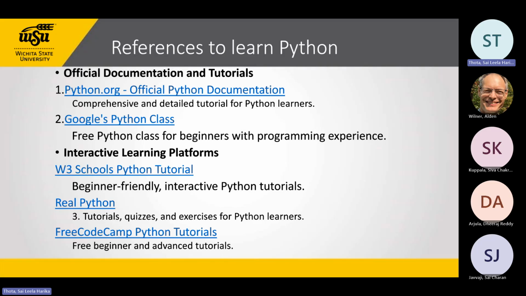So these are some of the references that are mentioned. I always prefer to go to the official Python documentation if you really want to know about something related to Python. And there is another thing, Google's Python class. It's a free Python class for beginners. And W3Schools, we can use if you want step-by-step exercises for every concept. And Real Python and freeCodeCamp Python tutorials. So these are all the resources if you want to learn Python. Okay, I think that's the end.